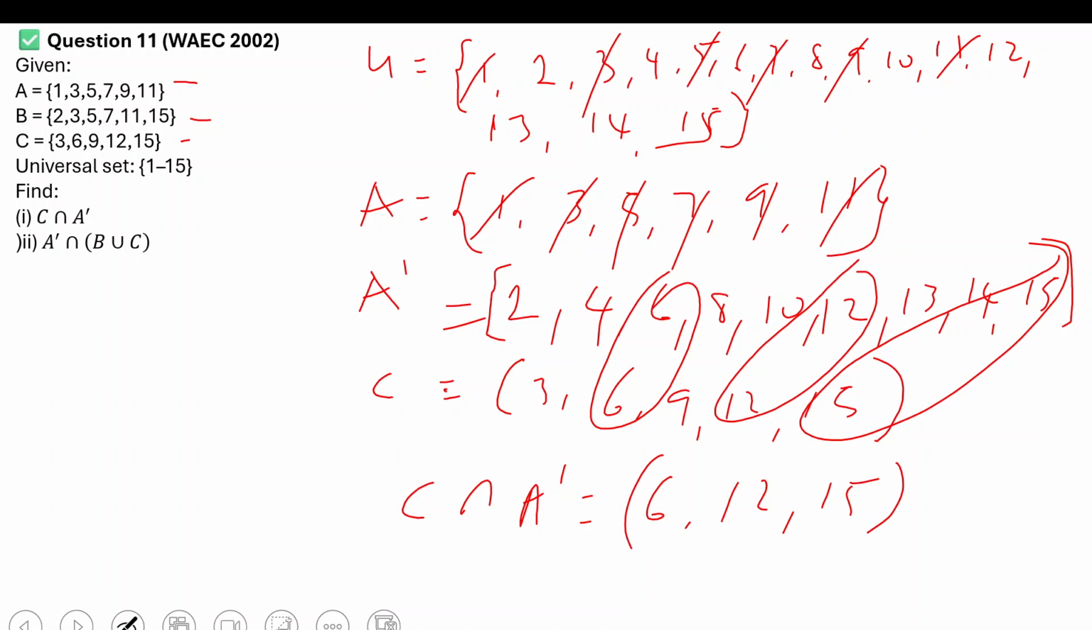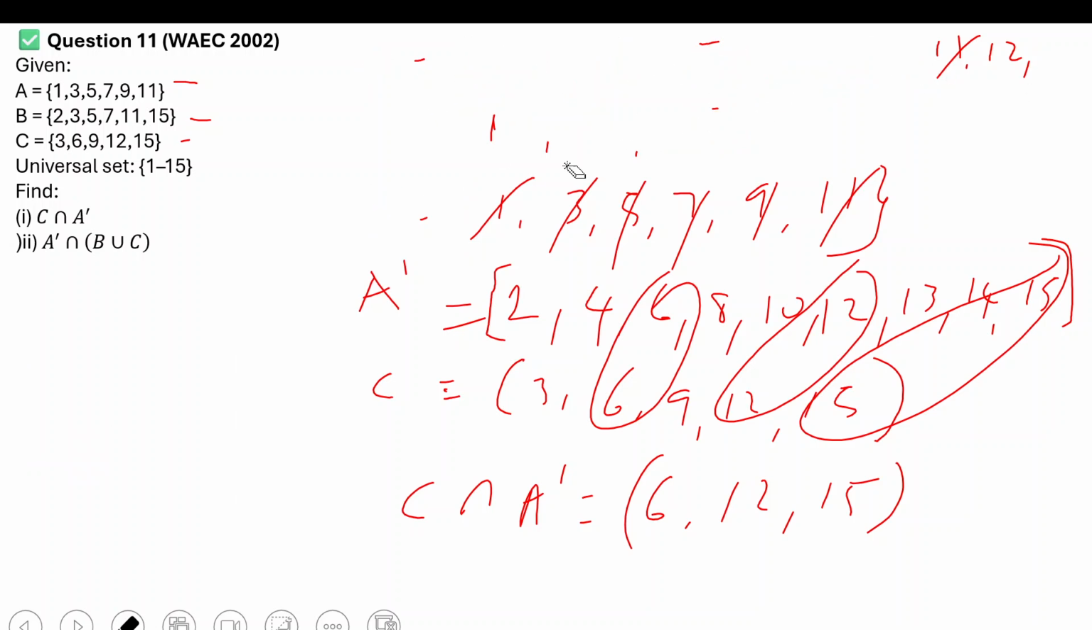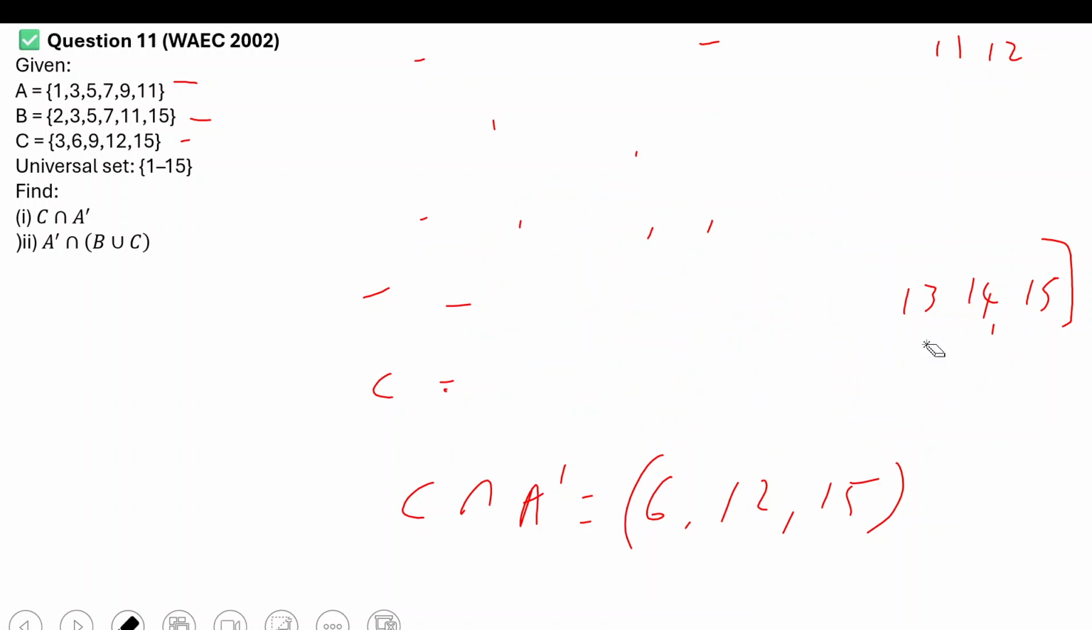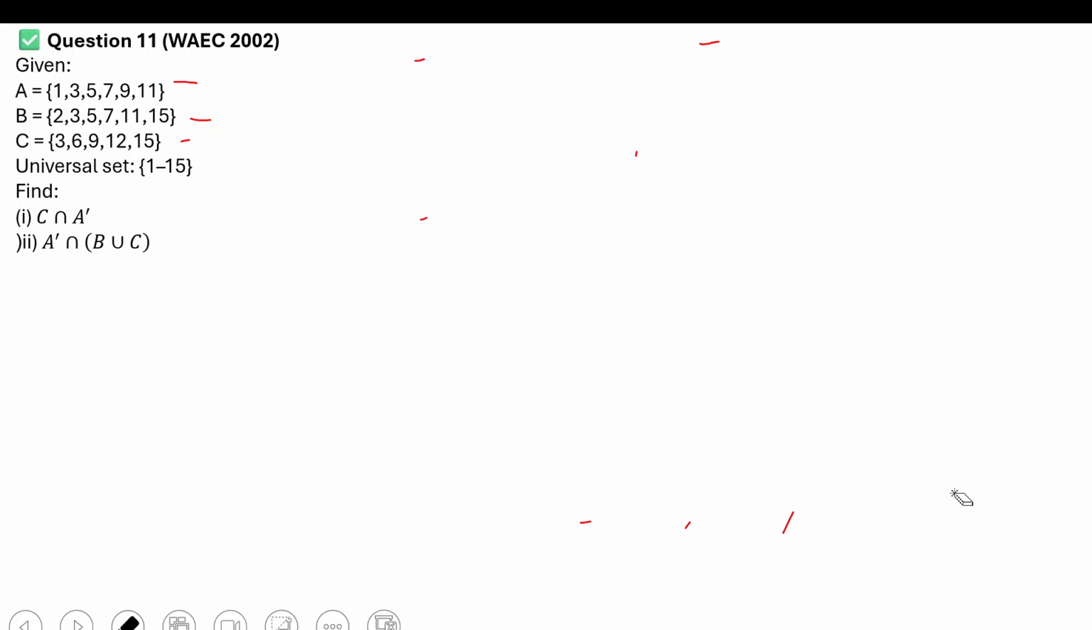Then A prime intersects B union C. Okay, so let me take this off. Let me take everything off and solve for number 2. Number 1 is given as what I have here, 6, 12, and 15. That is C intersect A prime. First of all, get what A prime is, then do the intersection between A prime and C. All right, so the next thing is to write out A prime again.